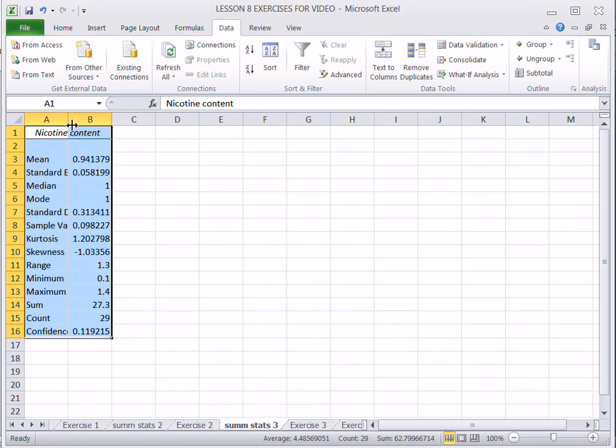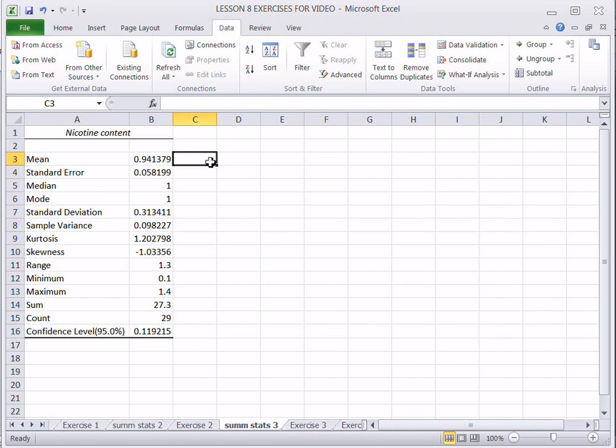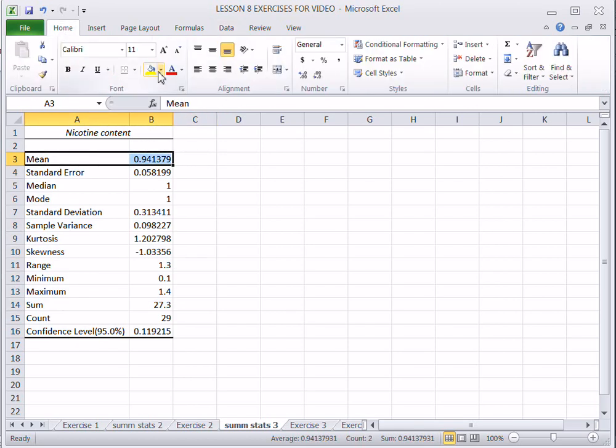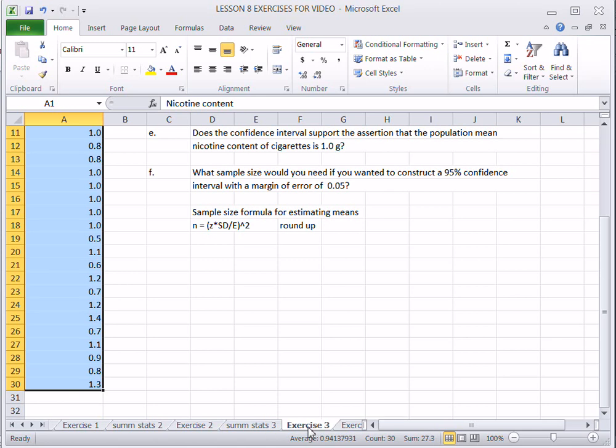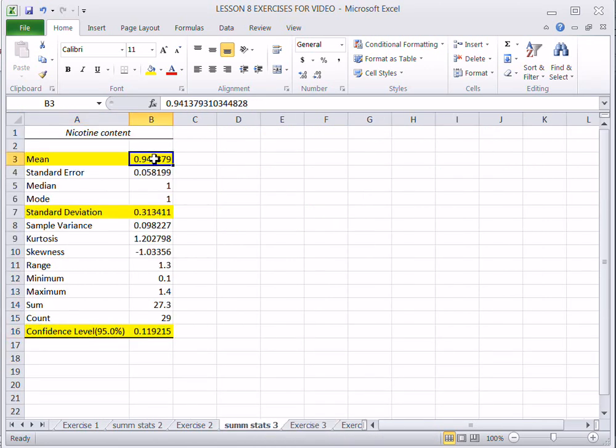Okay, here are the statistics for the nicotine content. Here is the sample mean. Here is the sample standard deviation. Here is the margin of error. Our data set only had 1 decimal place, so these values should only be to 2 decimal places. So let's take these down to 2 decimal places.